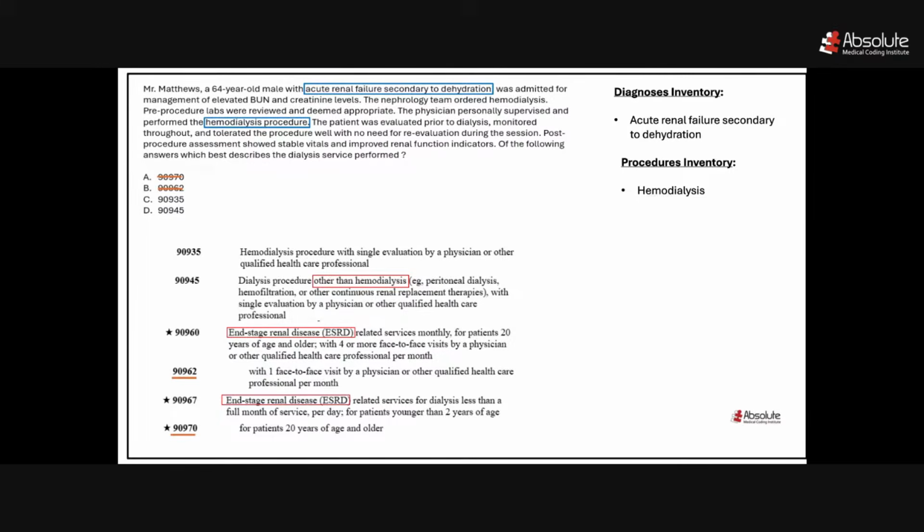And yes, you all are absolutely correct. The correct answer is option C, 90935. Excellent job, coders. Now let's move on to the next scenario. Here we go, exercise number 2.